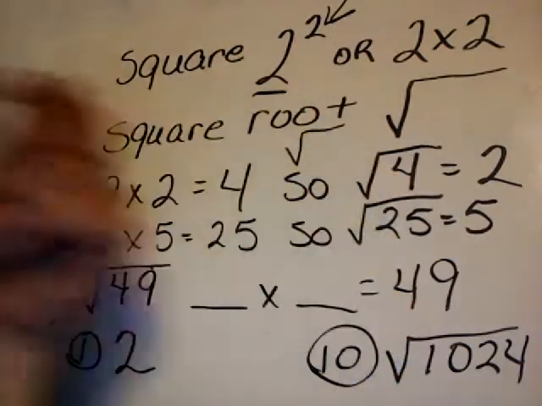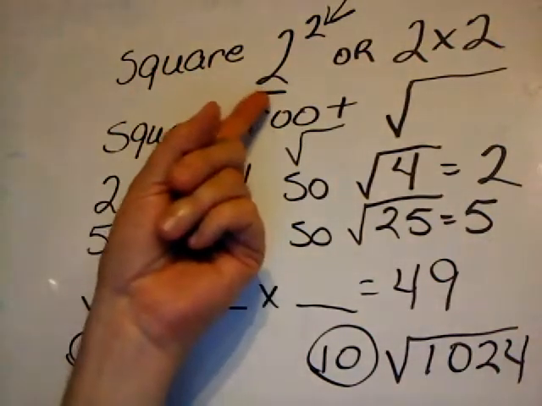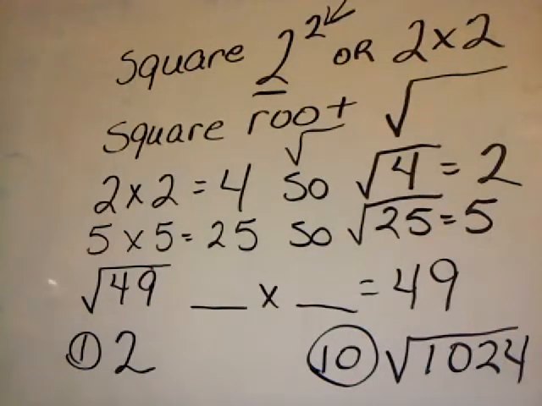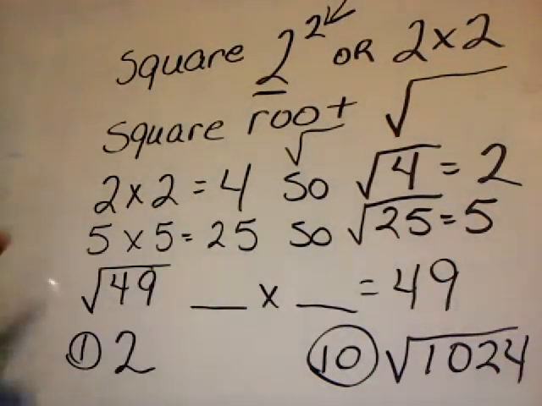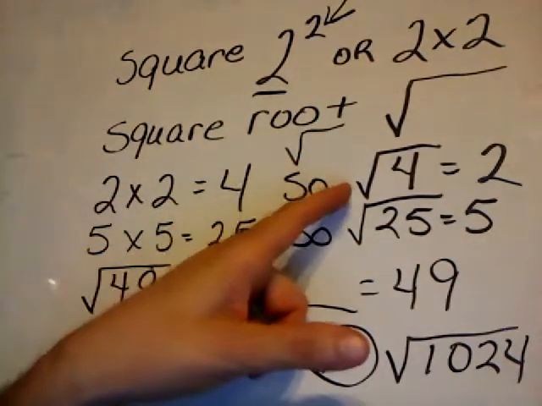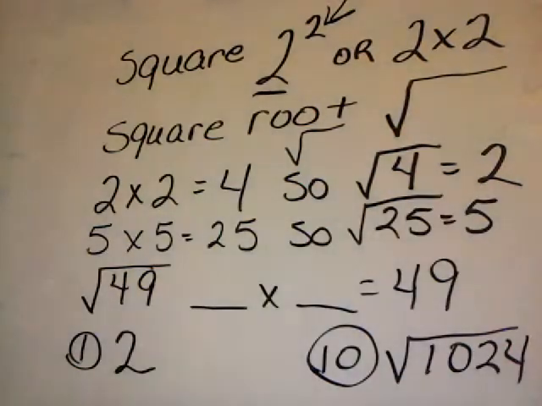Well, how do I find square roots? Square roots are found when I take the same number and multiply it by itself. 2 times 2 equals 4. The square of 2 is 4. So the square root of 4 equals 2.